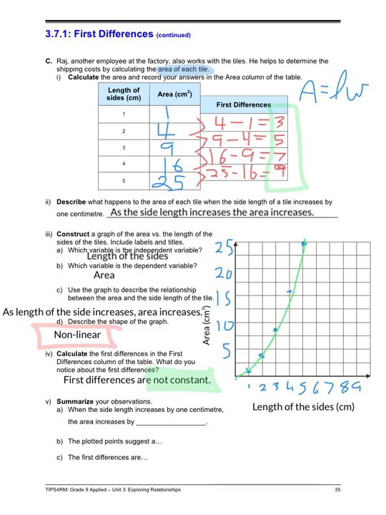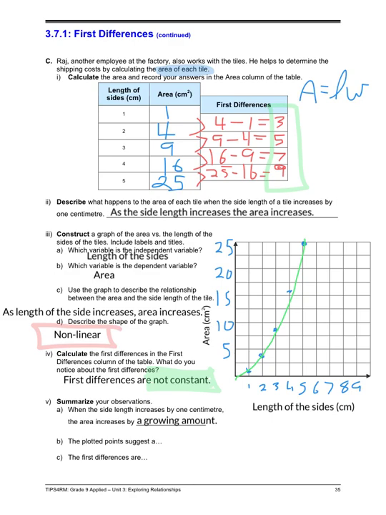Last of all, we're going to summarize our observations. So for part A, when the side length increases by 1 centimeter, the area increases by blank. Well, we've found that the area doesn't increase by the same amount. In fact, we found that each time that we increase the side length, the area increases by a larger amount. So we're going to say that when the side length increases by 1 centimeter, the area increases by a growing amount.